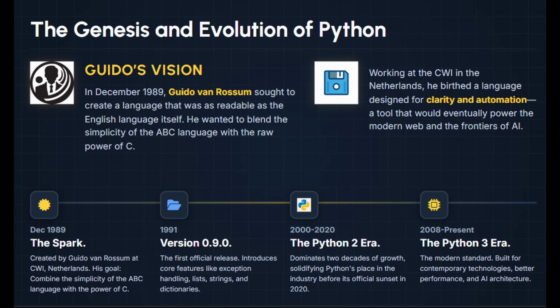Fast forward to the year 2000, Python 2 launches, and that really cemented its massive popularity for the next 2 decades. Finally, 2008 marked the beginning of the modern era with Python 3, bringing us even better performance and support for the cutting-edge tech we use today.